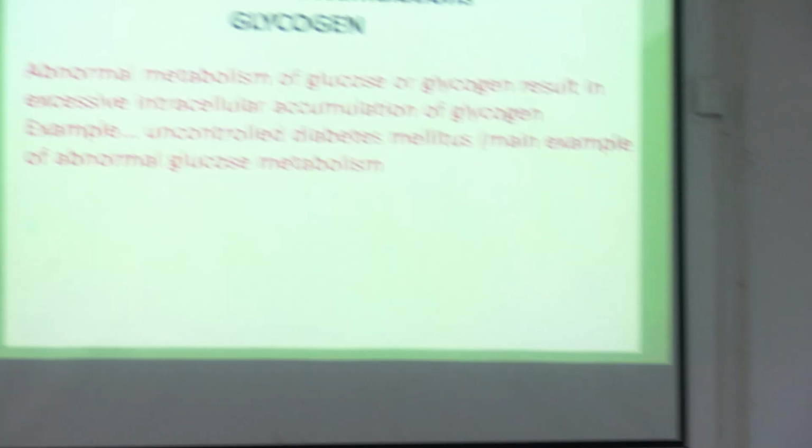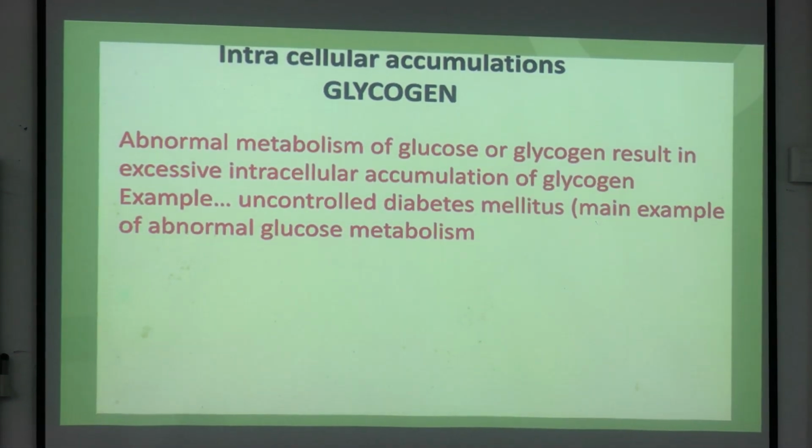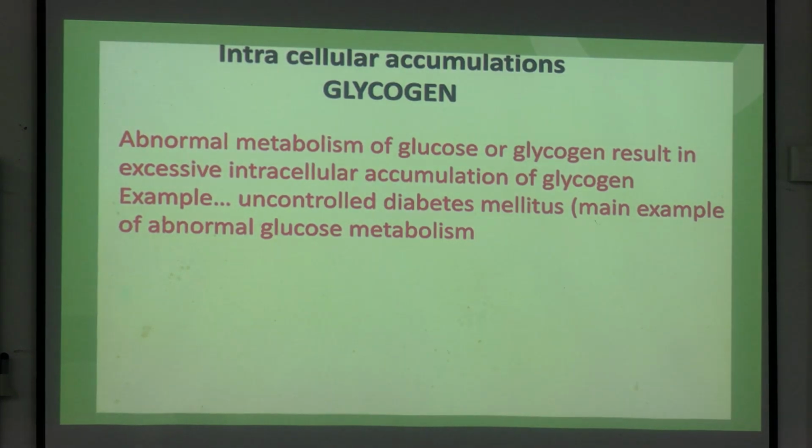Next, intracellular accumulation of glycogen in glycogen storage disease and also in diabetes mellitus, because diabetes mellitus type 2 or type 1 is a metabolic abnormality. There is abnormal glucose metabolism, okay. So abnormal metabolism of glucose and glycogen results in excessive intracellular accumulation of glycogen, in uncontrolled diabetes mellitus and also glycogen storage disease. Glycogen storage disease will be taught later, extensive list.